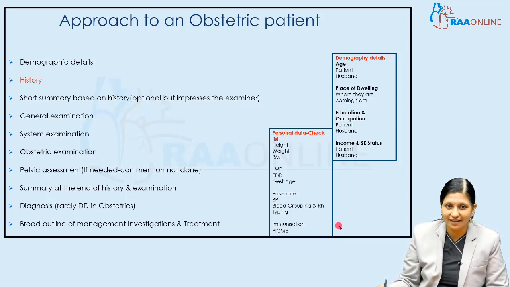What are the demographic details you need to collect from the patient? Age, the occupation of the patient and her husband, the place of dwelling where they are coming from, education and occupation of the husband, and income and the socioeconomic status of the patient and husband. In the personal data checklist, you need to know the height, weight, BMI, last menstrual period, expected date of delivery, gestational age of the patient. You also need to know the pulse rate, blood pressure, blood group, Rh typing, and the immunization status, and whether she has a PICME number in our state government.